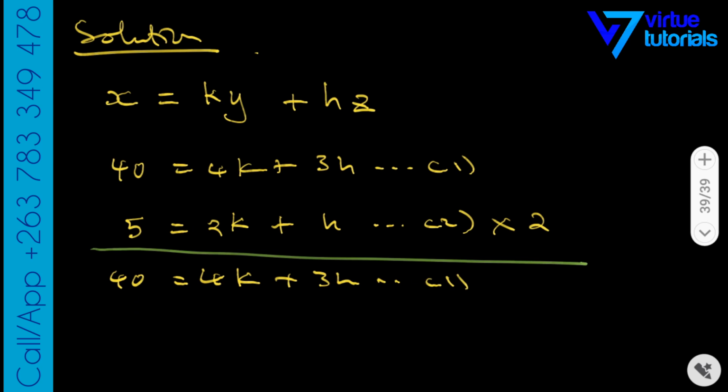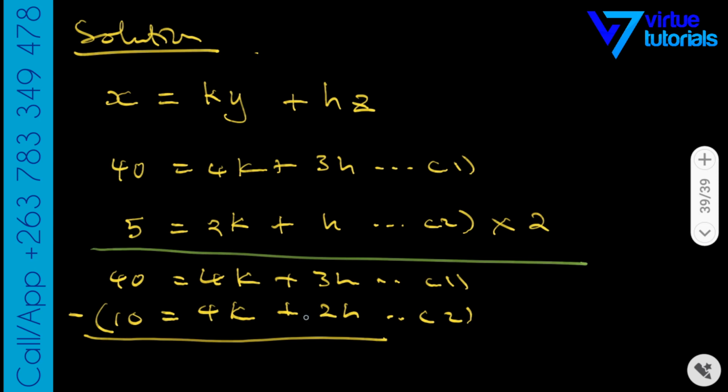So 2 times 5, that's 10. 2 times 2, that's 4. And 2 times h, that's 2. So that's my equation 2. So now I can subtract this second equation from the first one. 40 minus 10, that's 30. 4k minus 4k, that's 0. So that's eliminated. Then 3h minus 2h, that's simply an h. So my value for h here is 30. So I now know my value for h.